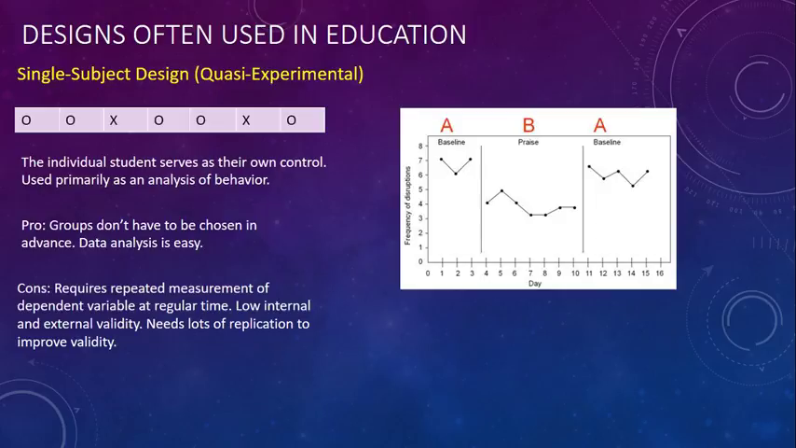So the pros are that the groups don't have to be chosen in advance. Well, it's just good, right? Because we often don't know who our students will be in advance. And the data analysis is relatively easy.